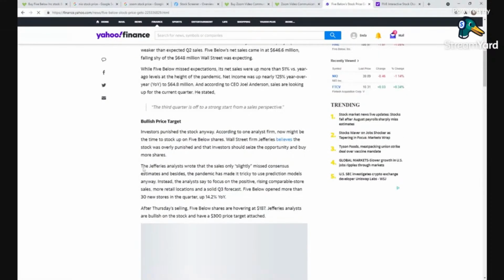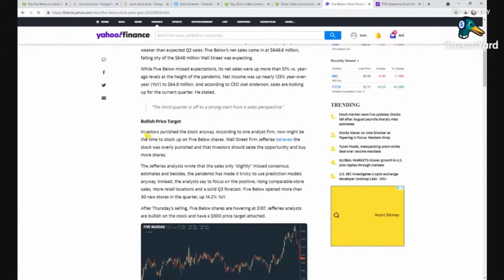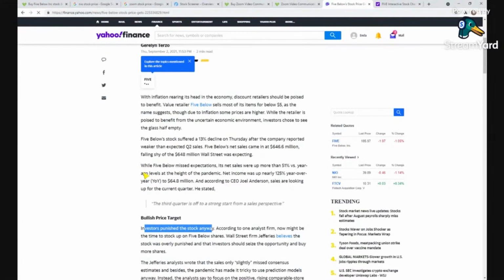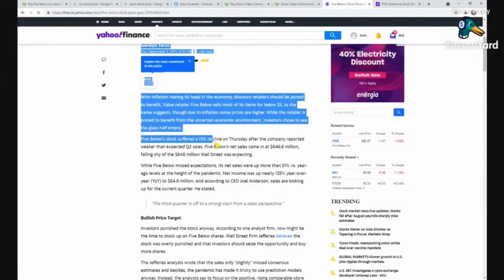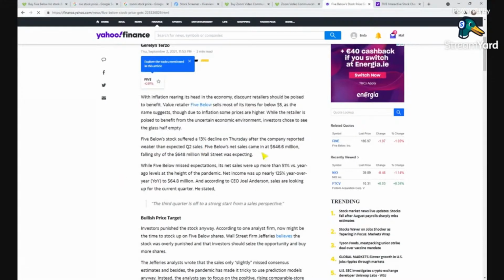So what happened was investors punished the stock because it missed its sales here. Look at here, Five Below missed expectations on its net sales. Five Below suffered a 13% decline on shares after the company reported weaker than expected Q2 sales, but it wasn't too much.